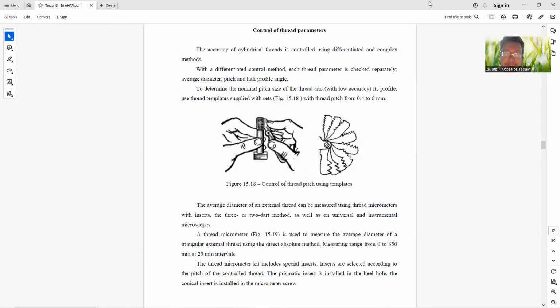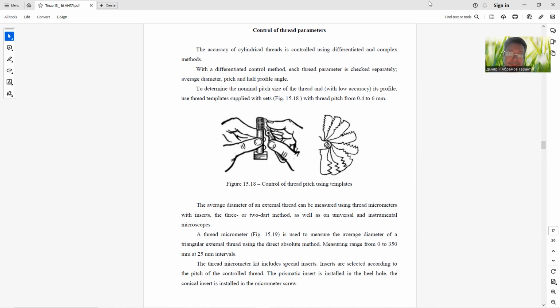Good day, dear students. We continue our lessons. Today is lesson 16. The theme is 15, but the lecture number is 16. We continue theme 15. We start with the item control of thread parameters.